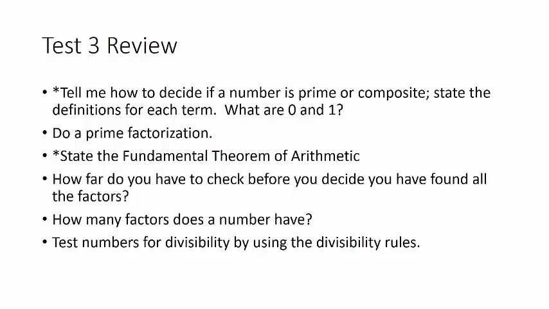So the question is, how far do you have to check before you decide you have found all the factors? The smallest factor is always less than or equal to the square root of the number. So you only have to go as far as the square root of the number as you find pairs of factors. How many factors does a number have?